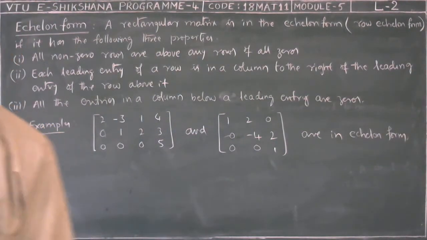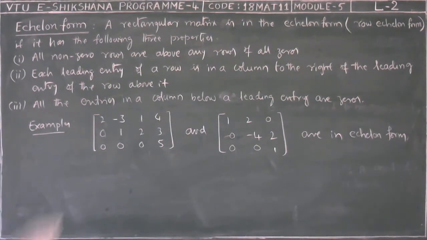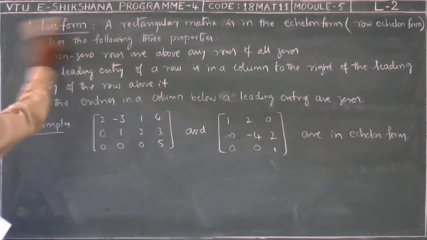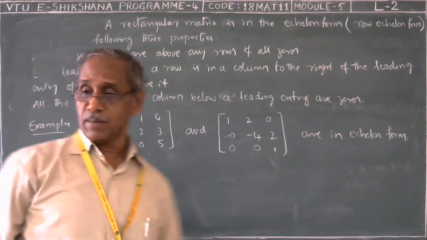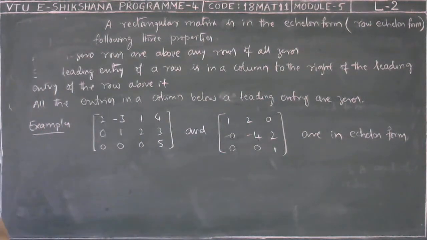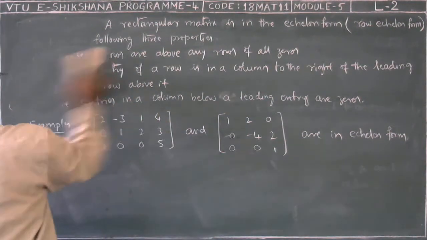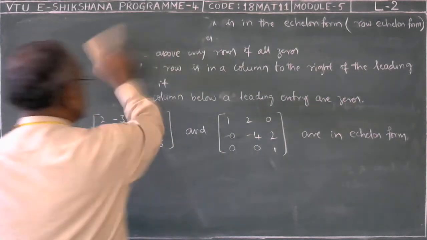Now with this definition, let me take examples. Finding the rank of a matrix is very important from the examination point of view. There will be one subdivision always. So this is very simple.